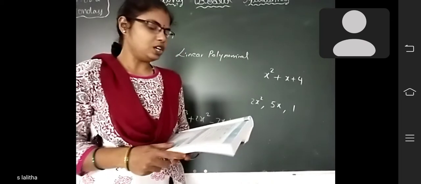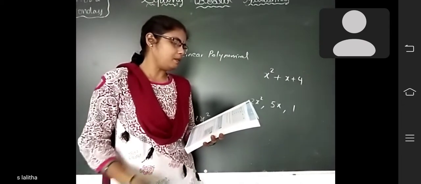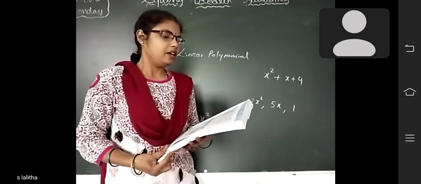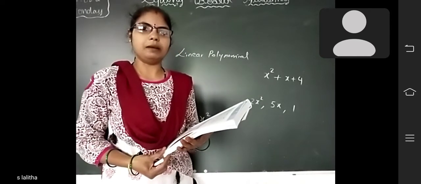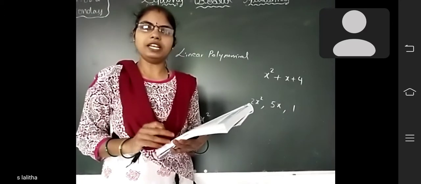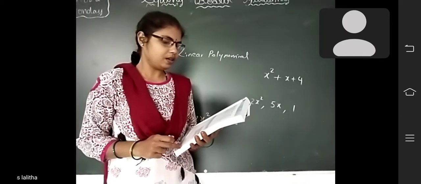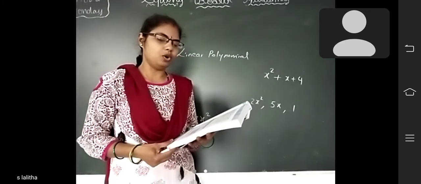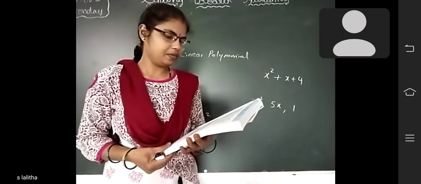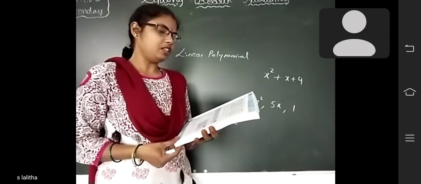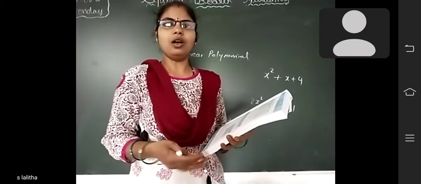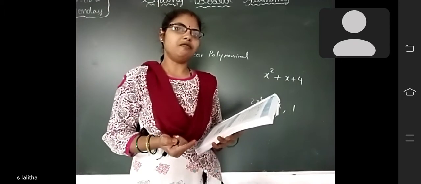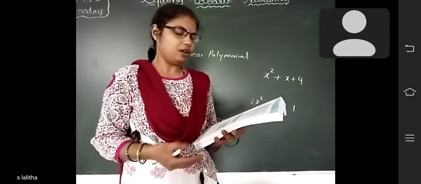Here notice, children, a polynomial may be a multinomial but every multinomial need not be a polynomial. And next, a linear polynomial with one variable may be a monomial or a binomial. Two terms means binomial. Only one term, that is monomial. Okay.